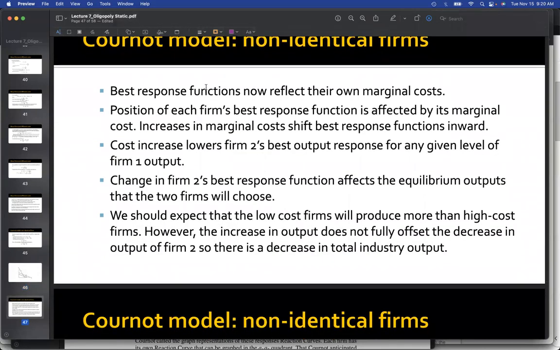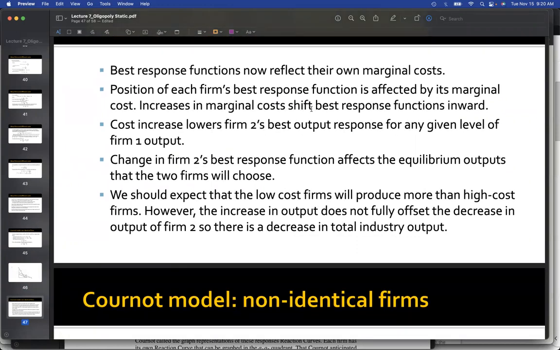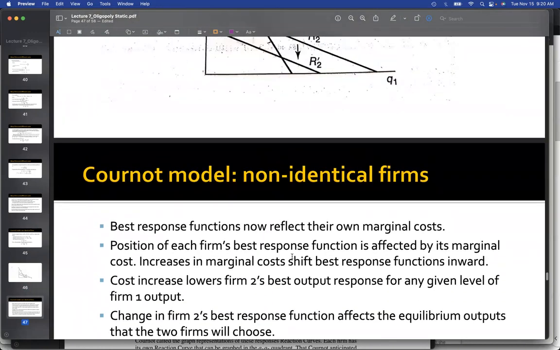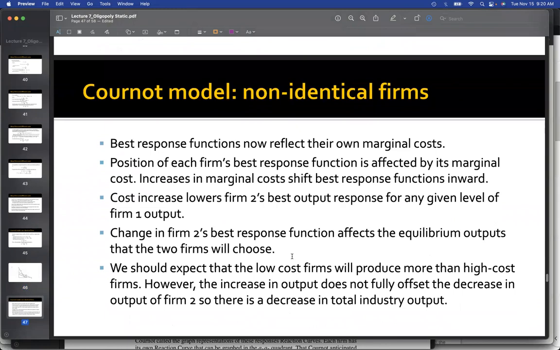So best response functions now reflect their own marginal costs. The position of each firm's best response function is affected by its marginal cost. Increases in marginal cost shift the best response functions inward. So kaya siya bumaba. Increase nga pala ito ng marginal cost.